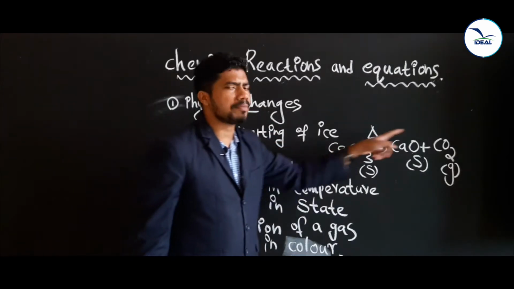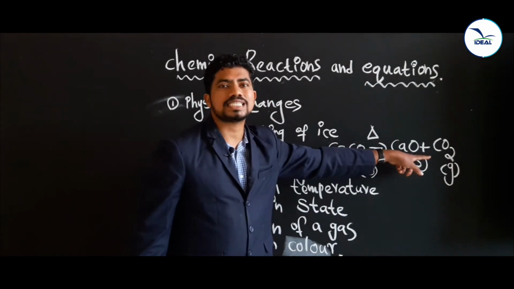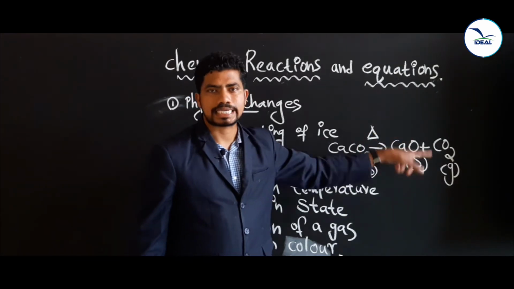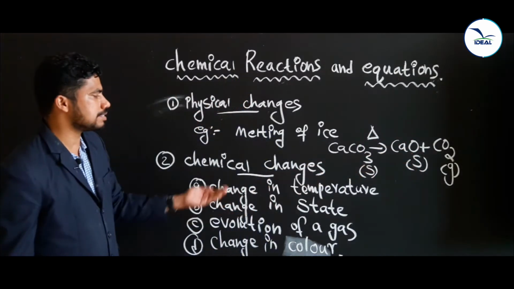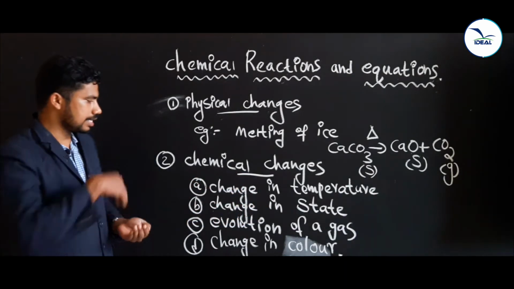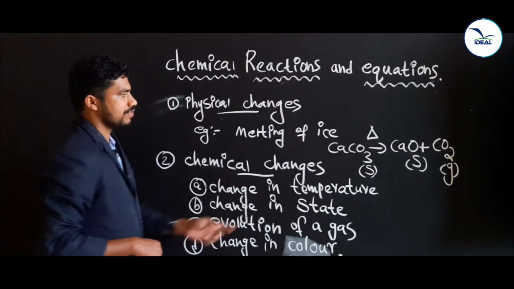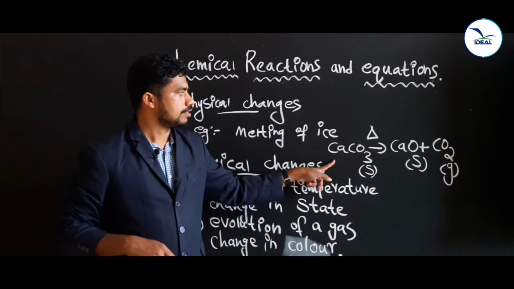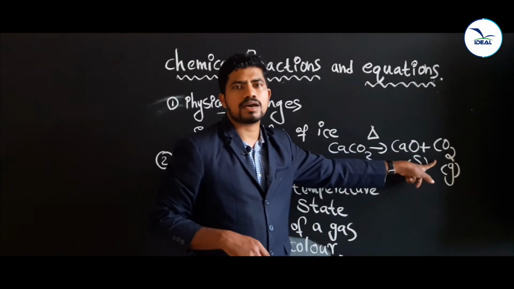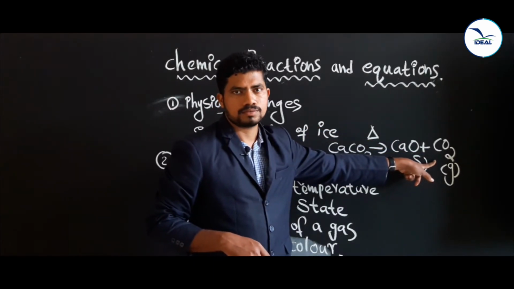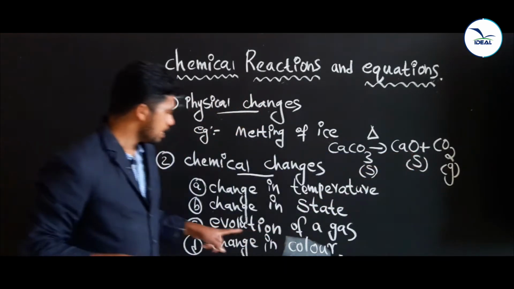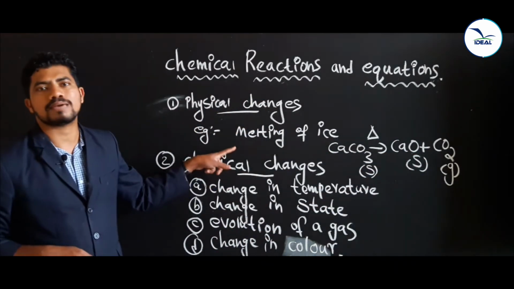In this example, carbon dioxide is evolving. See the physical state of carbon dioxide, it's a gas. CO2 is a gas. So change in state may happen in a chemical reaction. The next one is evolution of a gas. We can take the same example. From the same example, we can say there is an evolution of a gas happening. Carbon dioxide is evolving here. So, evolution of a gas is a characteristic of a chemical reaction.